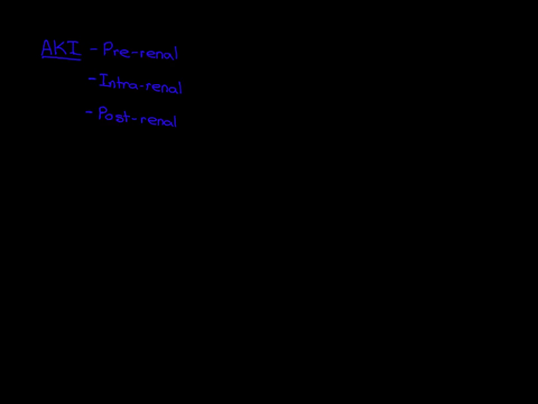So let's change colour to spice it up a little bit. So starting off with pre-renal. There are two major causes of pre-renal AKI that I want you to know about: dehydration and sepsis-induced AKI. And when you see someone in hospital whose renal function is going off acutely, these are the two things that probably you should think of first of all. So let's discuss them.